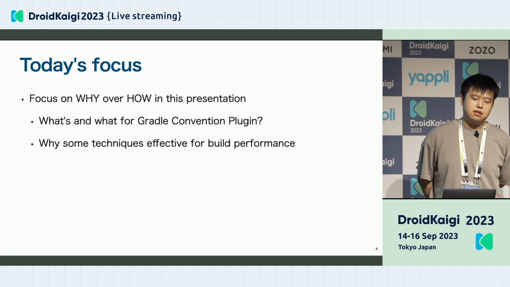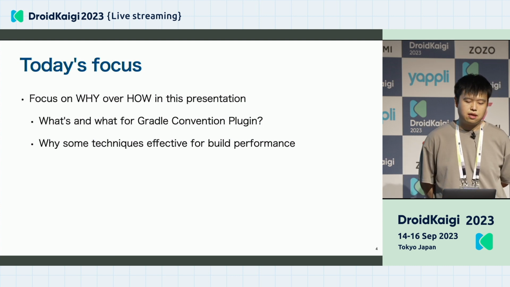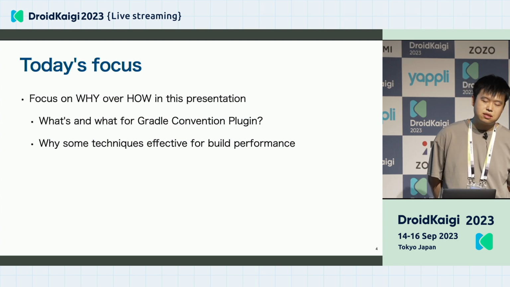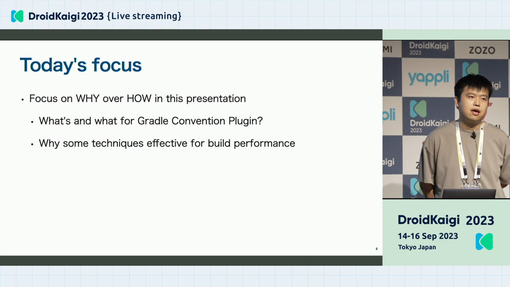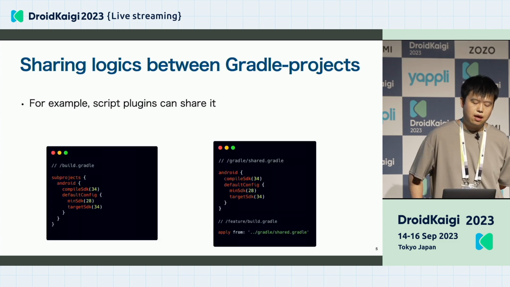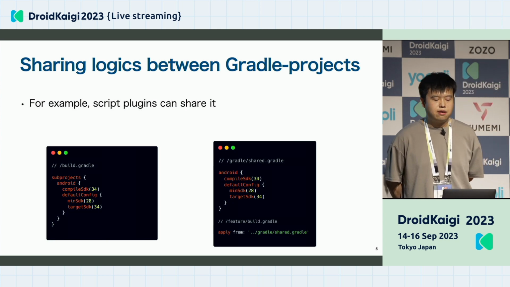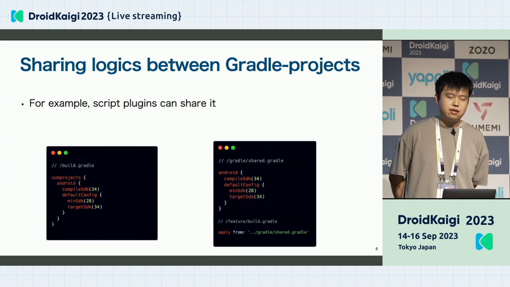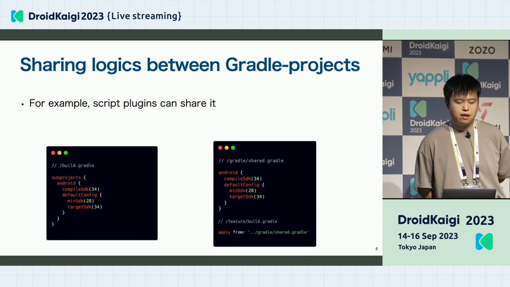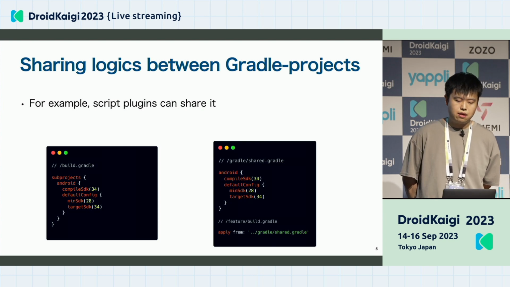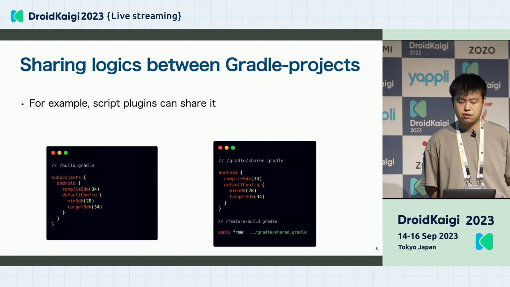This presentation is focusing on why over how. I will talk about what Gradle Convention plugins are for and why existing techniques can improve build performance. You may have been writing the code shown in this slide. This style is called script plugins. These codes can reduce duplicated code across multiple Gradle modules.